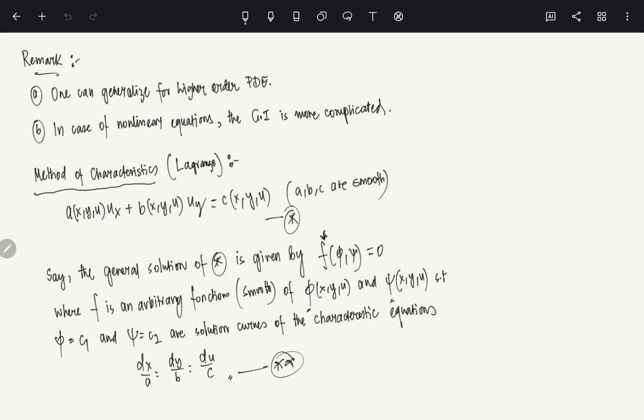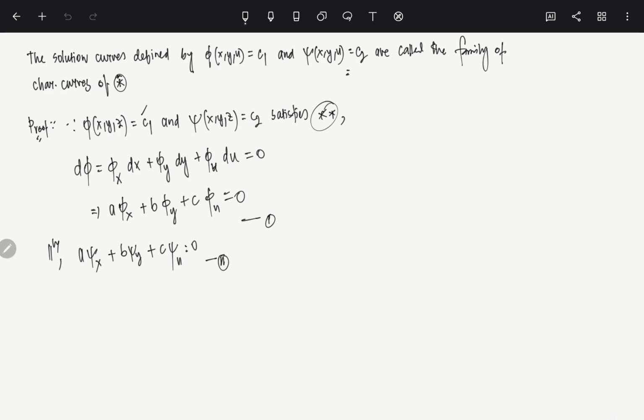If you are given this equation star, the general solution will be given by some arbitrary function small f of phi, psi, where phi and psi are constants along the characteristic curves. So we want to show that. For that we start with phi constant and psi constant. If phi and psi are constant, then we get these two equations 1 and 2. Clear?